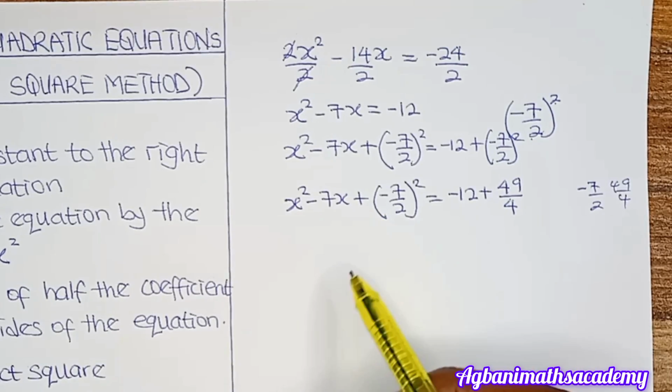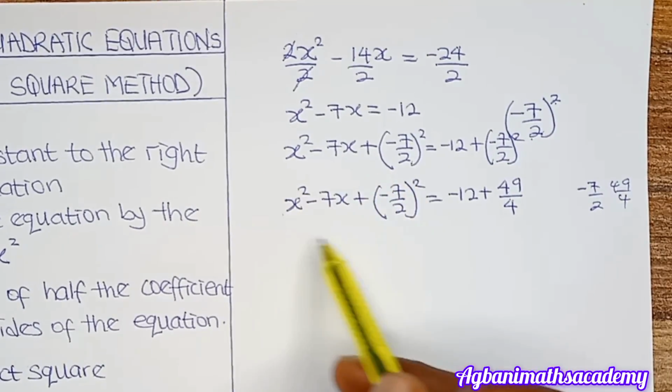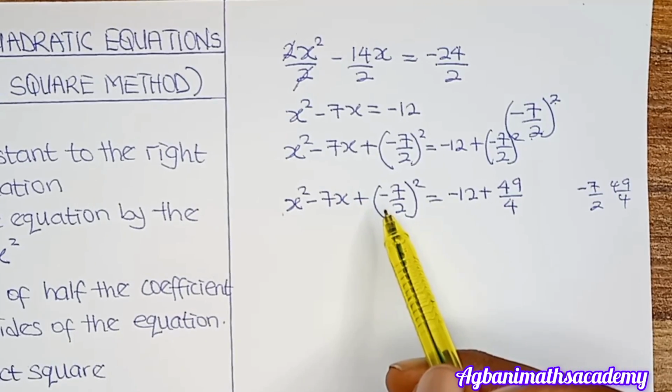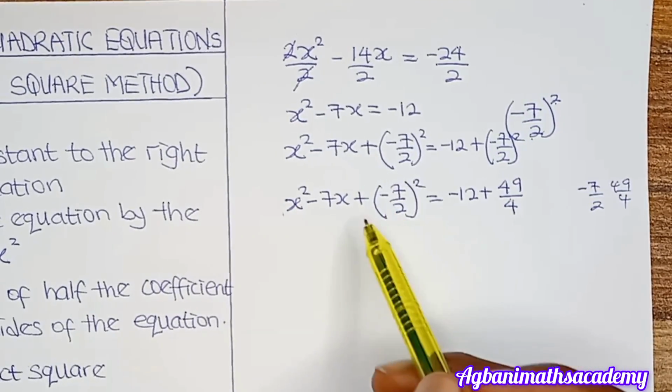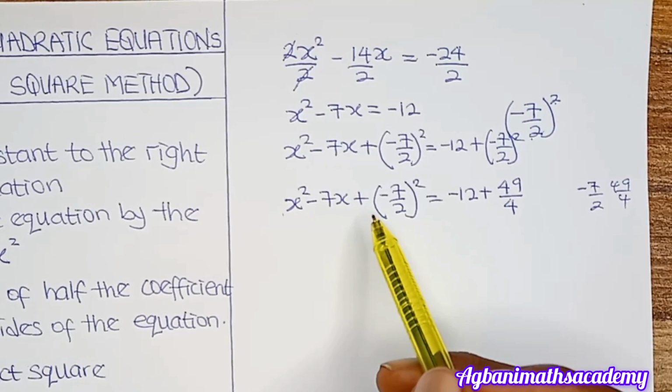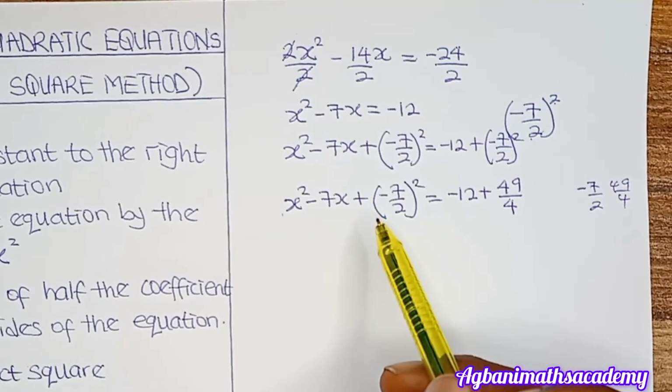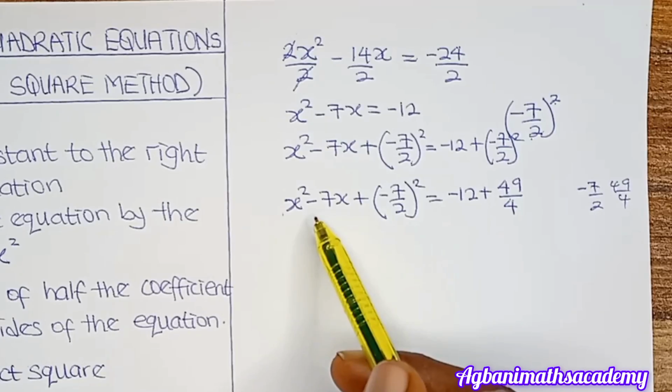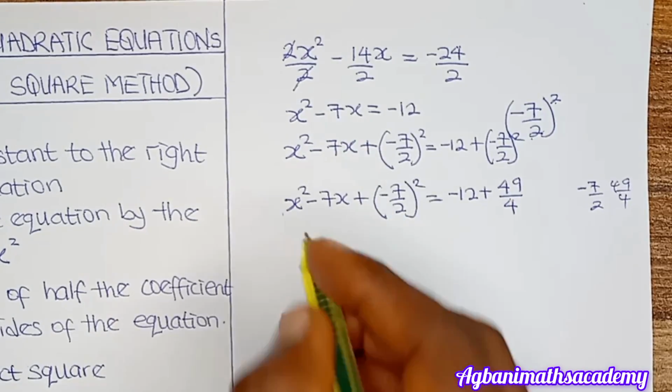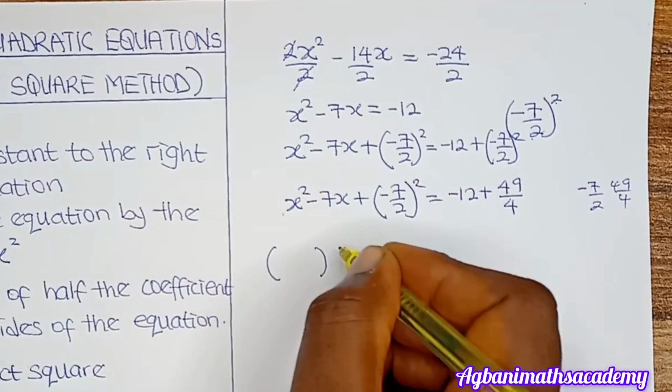Okay, so we have the fourth step: factor the perfect square. So this is a perfect square. A perfect square is simply the product of a number multiplying itself. But in the case of algebra, a perfect square is gotten when an algebraic expression is multiplying itself. So if you want to factorize this, all you need to do is open up two brackets.